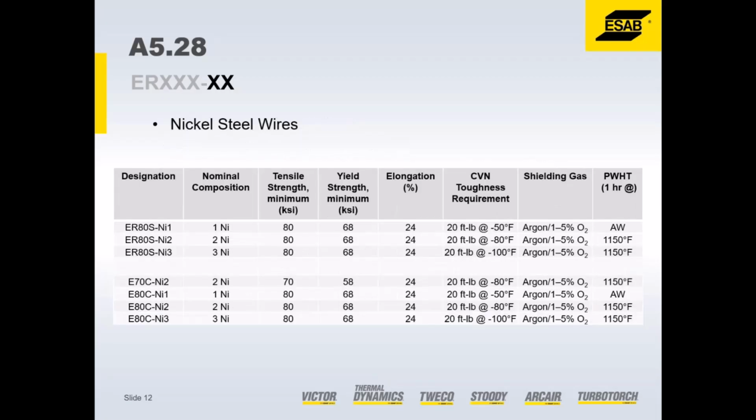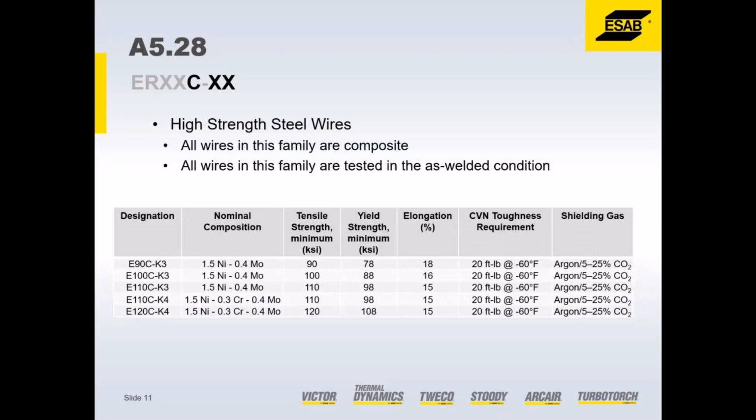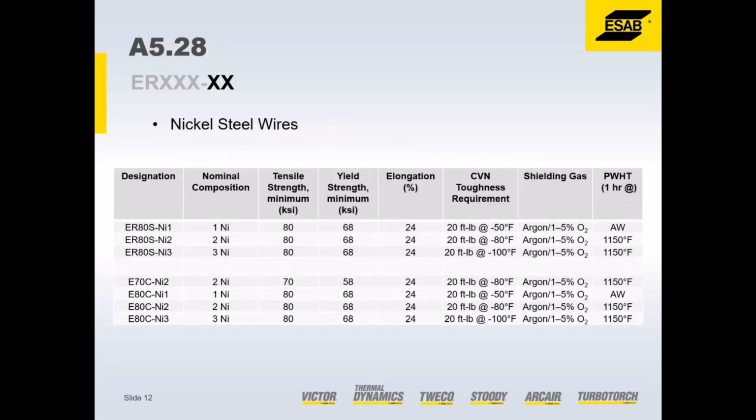On this next slide, these are nickel steel wires. So pay attention to the increased impact properties. So these are tested at, you can see here, -50, -80, -100. And if we go back one, we can see that these higher strength materials are only tested at -60. So, and there's minimal nickel in them. So we have much more nickel in these.